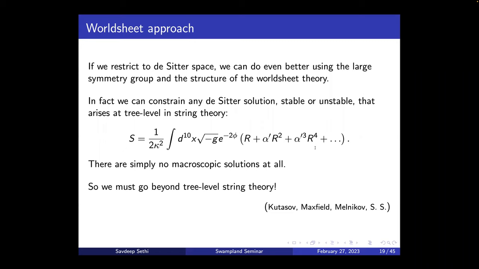What if I just want something that works in the static patch, where the only isometries that keep you within the static patch are just rotations and time translations? Yeah, that's a great question. At least a naive version of this will weaken, because it really uses the full group, but I think you will still have constraints. Whether or not the constraints are enough to rule out those patches, I don't know offhand.